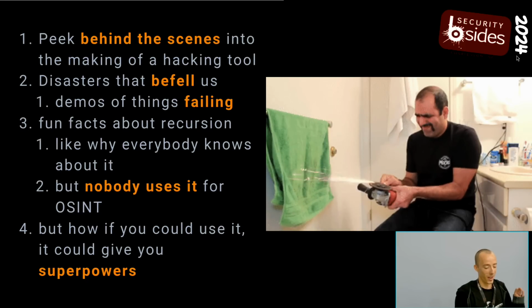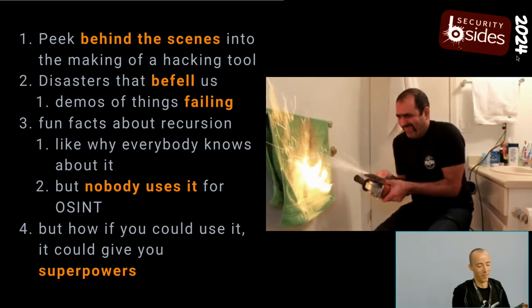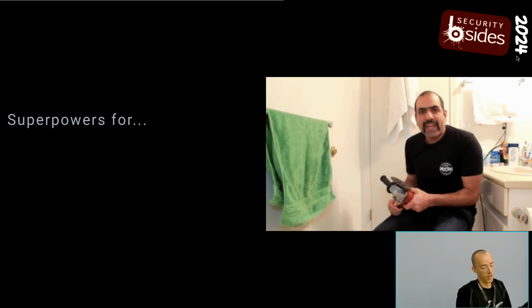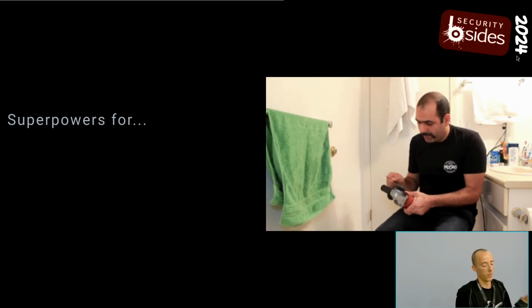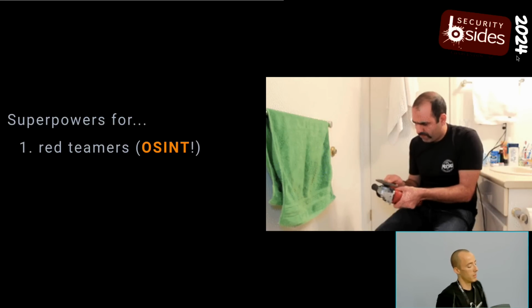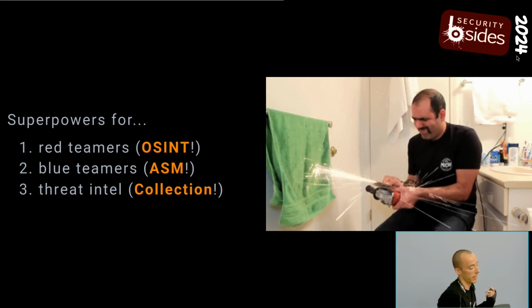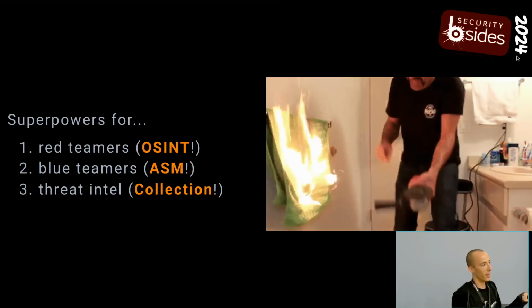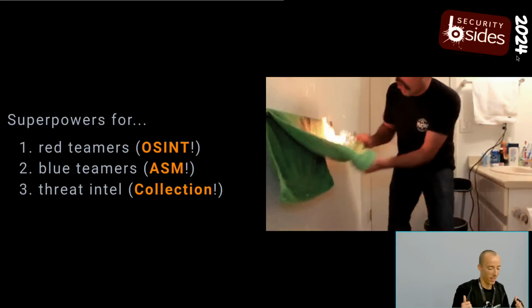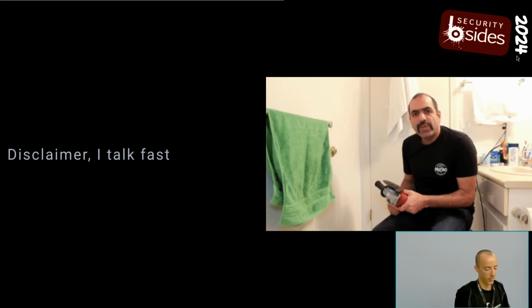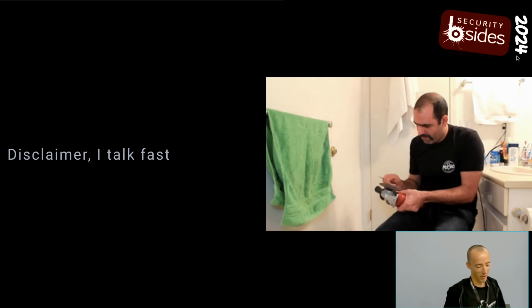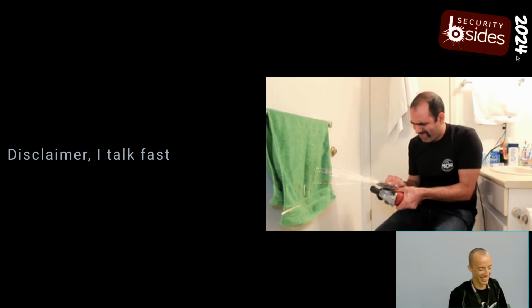And I'm very serious about this. So we're going to be talking a lot about recursion. When I say superpowers, it will give you an edge as a red teamer, as a blue teamer, and even as a threat intel person. As long as you are interacting with the internet, gathering data from the internet, it will help you. Also, disclaimer: I talk fast, there's 100 slides, and we have 45 minutes, so let's go.